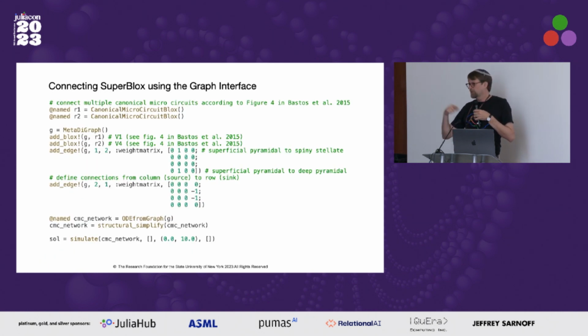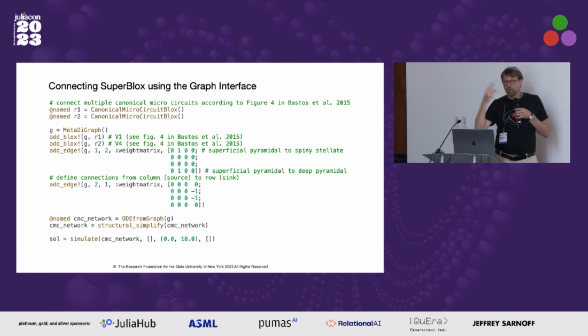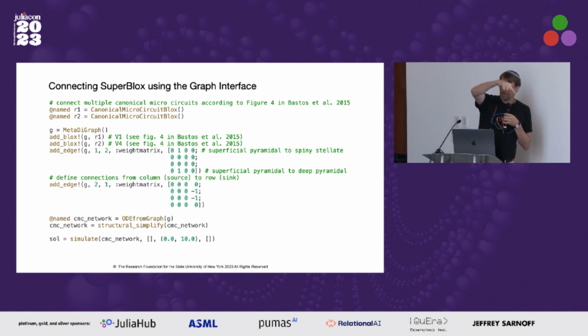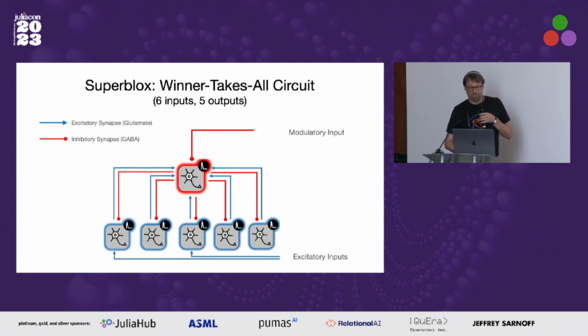How do you connect those superblocks? Very simply, again, you create them, you create a graph, you add the superblocks as vertices, and now instead of a single weight, you put a matrix, right? You put an adjacency matrix. So to essentially connect all the inputs to the outputs, right? Or actually the other way around. If it's a directed edge, you connect the outputs to all the inputs. And again, you call ODE from graph and you have a network.